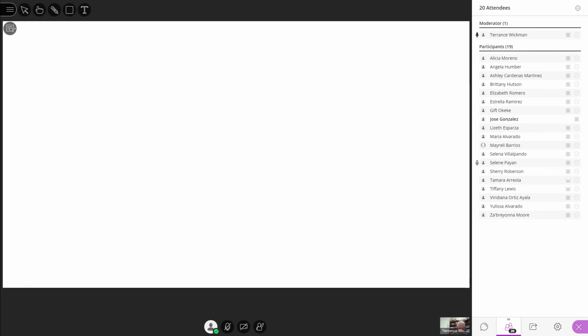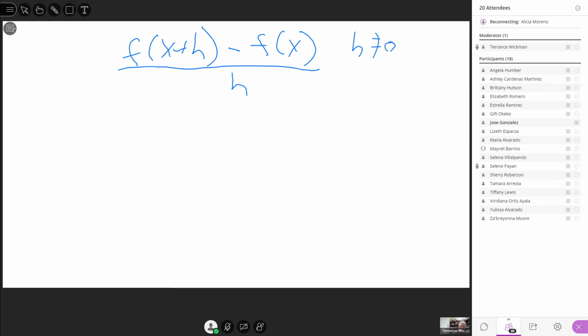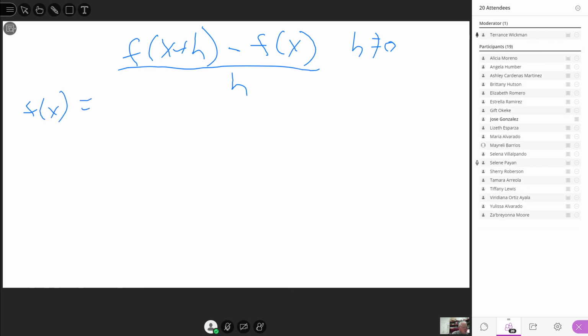The equation that they give you in number 14 is this. They say that you have f of x plus h minus f of x, all over h, and we know h cannot equal 0, because if h is 0, it's no good. They tell you that f of x is equal to 3x squared.